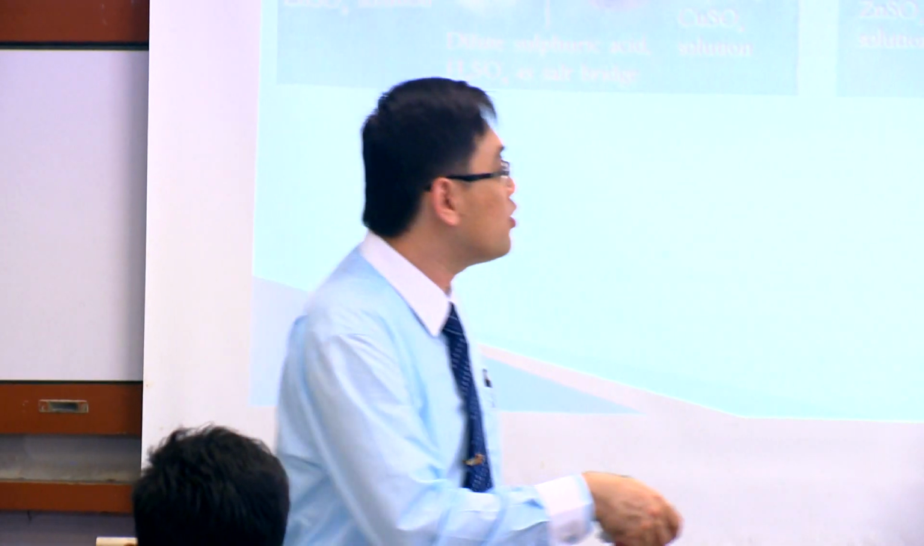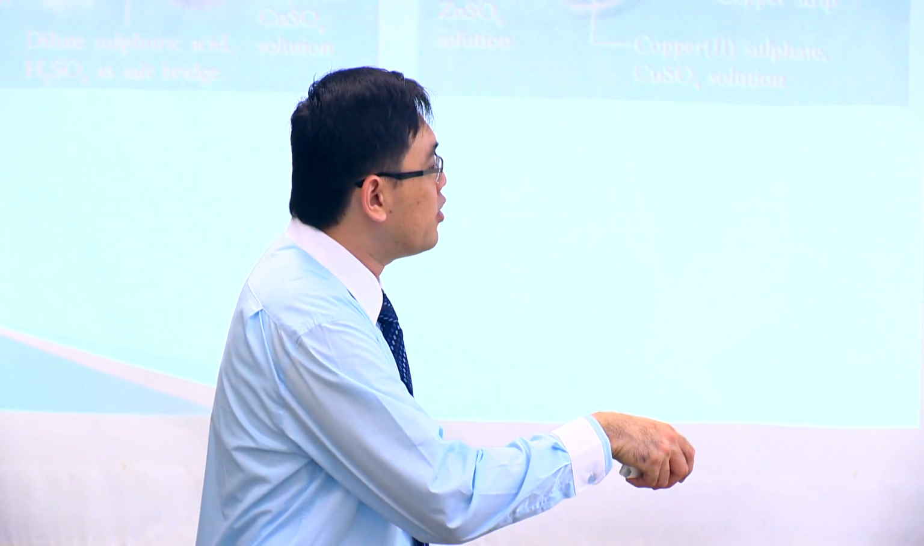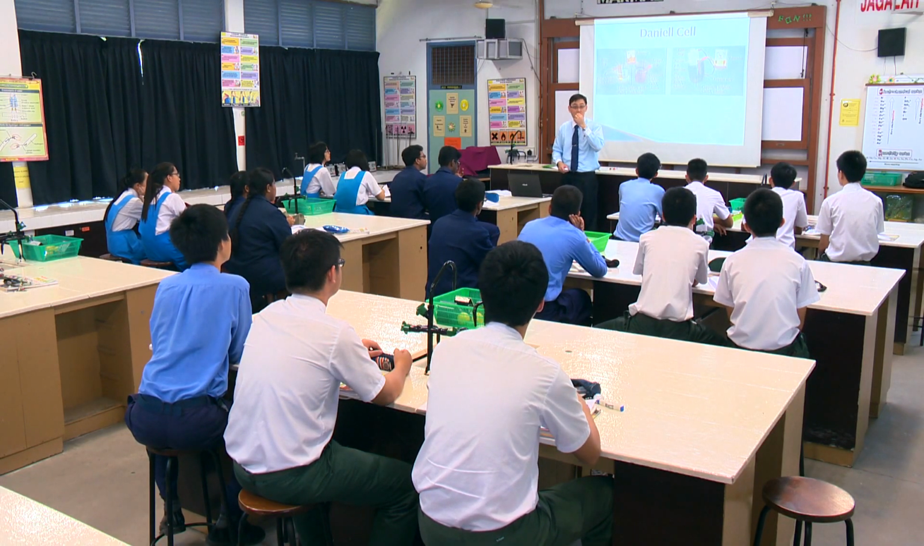Among the Cu2 positive and H positive, look at the electrochemical series. Which ion will be selectively discharged? Which one are you going to choose? Cu2 positive ion. Okay, then now help me to write down the half equation in the positive terminal.